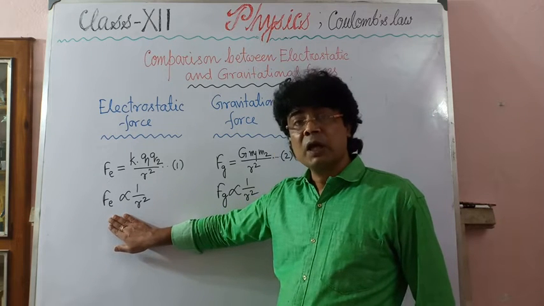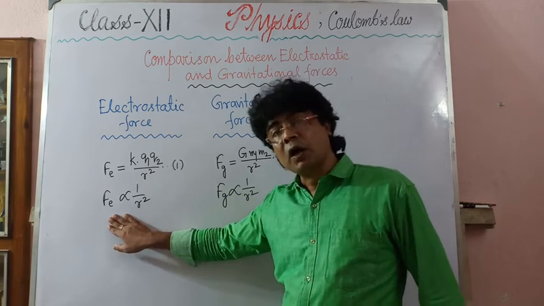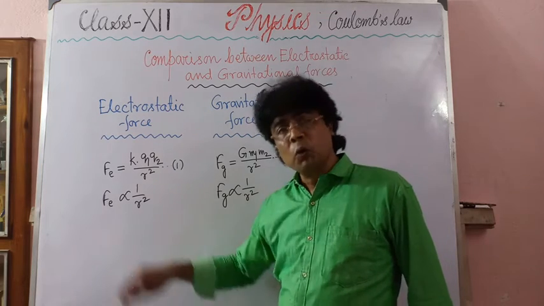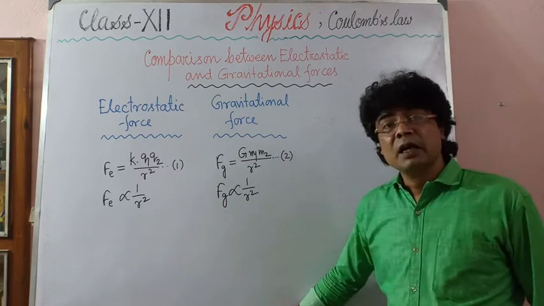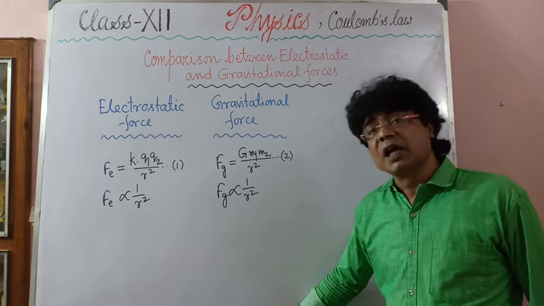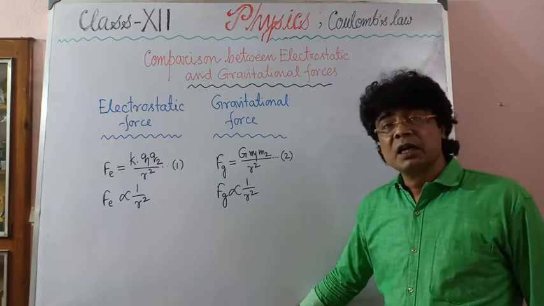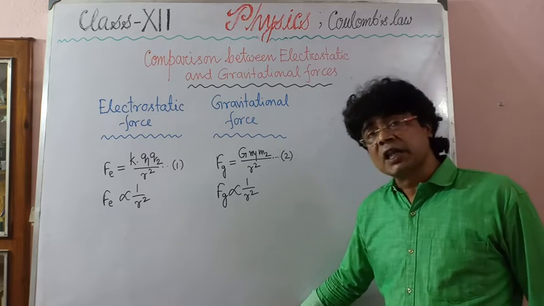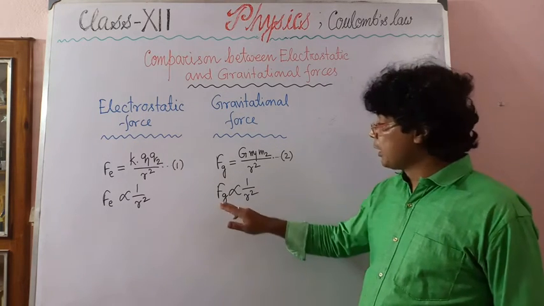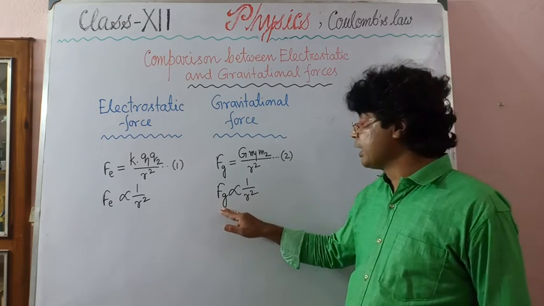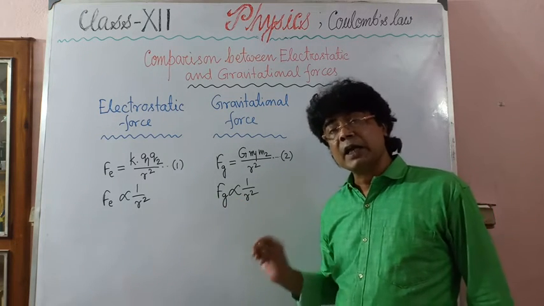electrostatic force may be attractive or repulsive. We know two like charges repel each other and two unlike charges attract each other, whereas gravitational force is always attractive in nature.